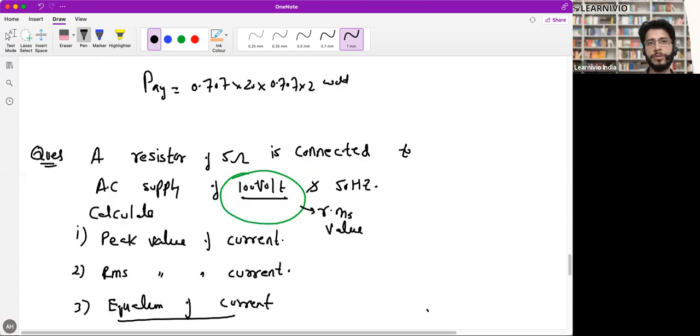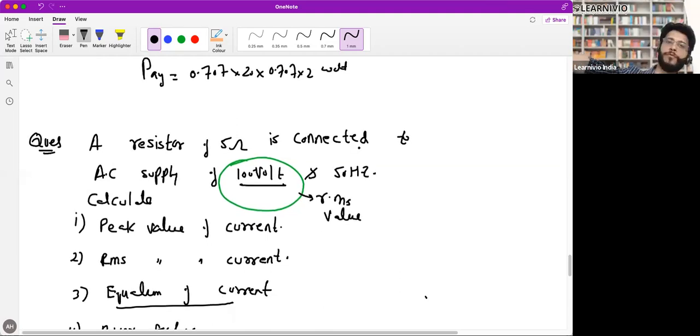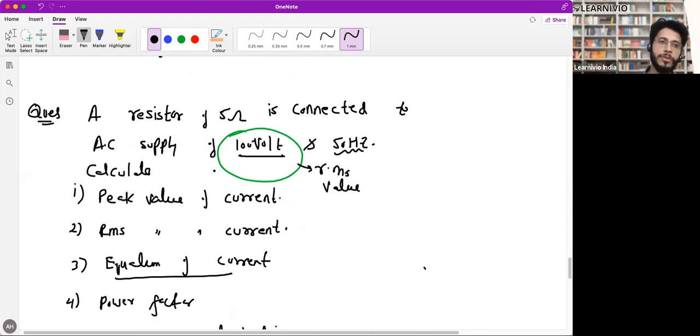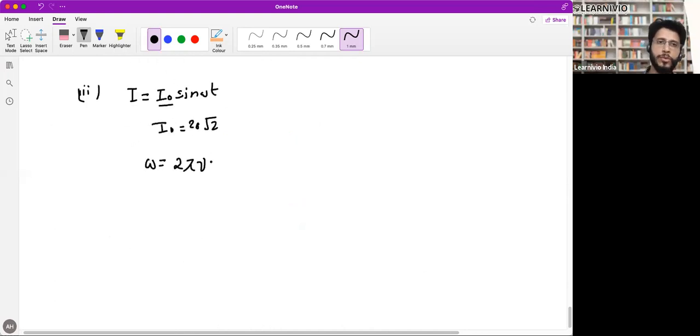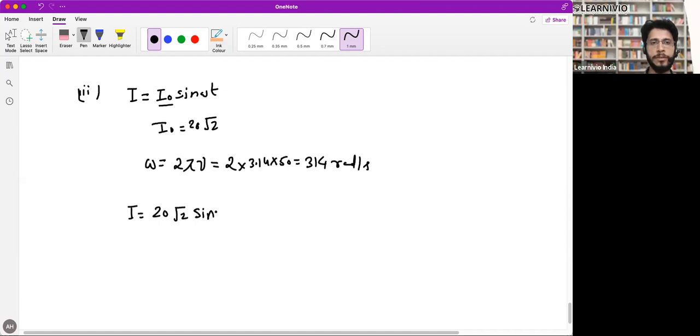See, frequency is 50 hertz, right? If frequency is 50 hertz, that means you can calculate omega. Your omega is 2 pi into nu. Your omega is 2 into 3.14 into nu. Nu is 50. So this is 314 radian per second. That's omega. If you have frequency, you can calculate omega. We also calculated this in the last class. So when I substitute it here, the equation of current comes out to be 20 root 2 sine 314t. This is the equation of current.